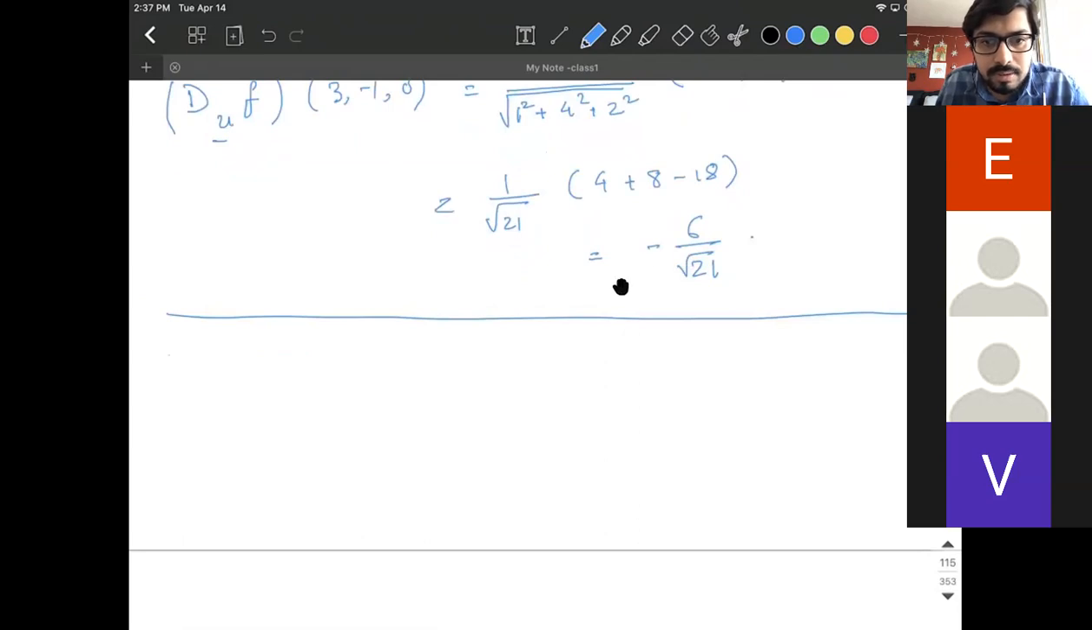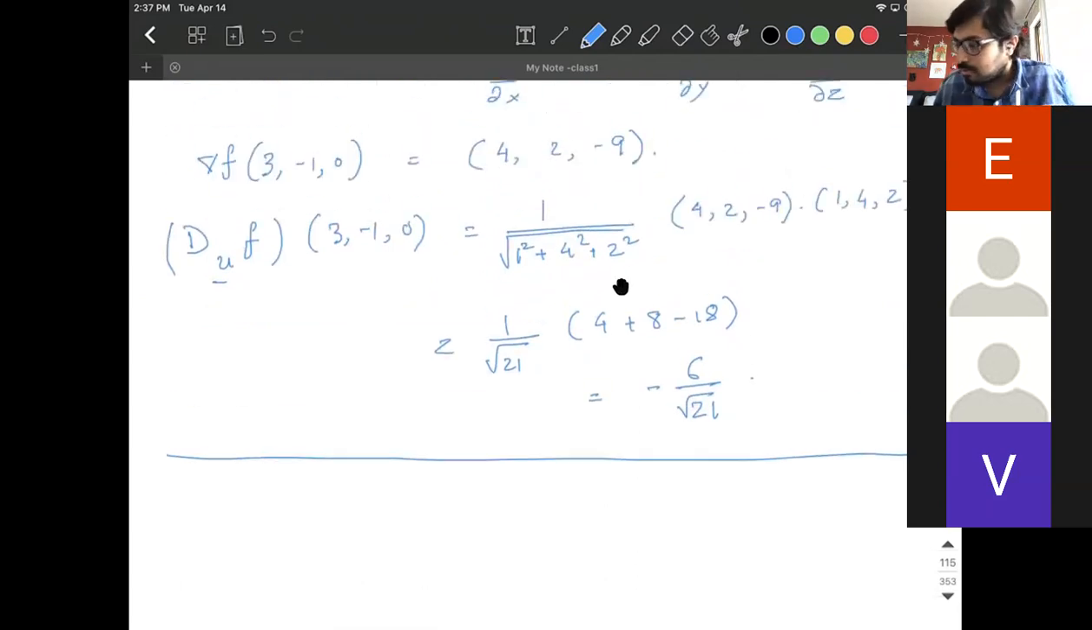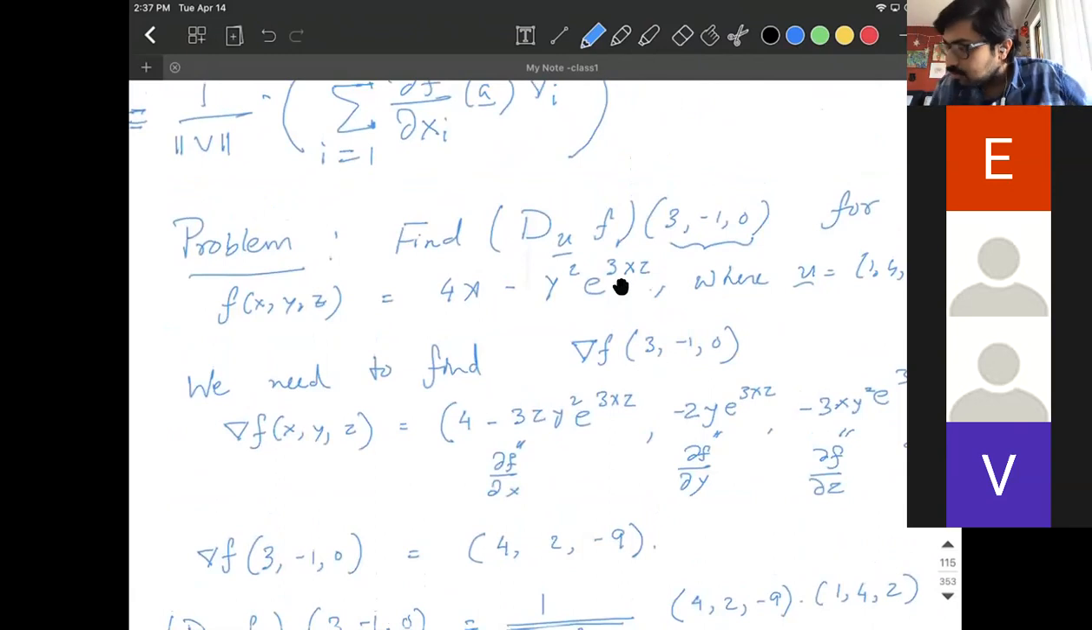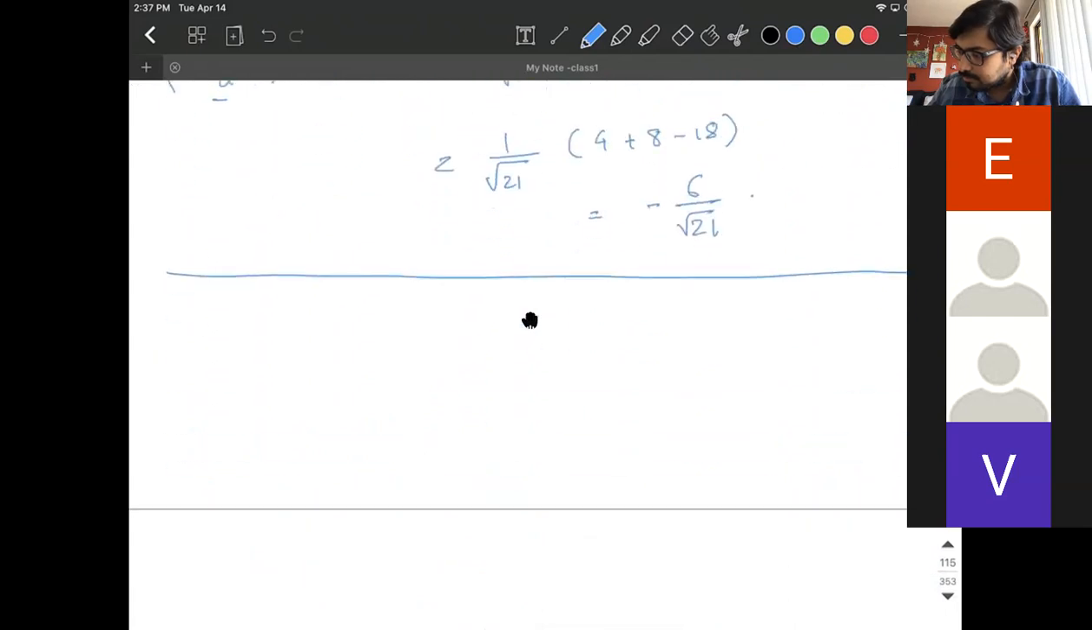where did the point 1, 4, 2 come from? Well, okay, so initially I didn't give you. So u is this direction. So you need to find the directional derivative in a particular direction. So yeah, this is the problem. So find the directional derivative in this particular direction. Okay, that's something I didn't write down initially.